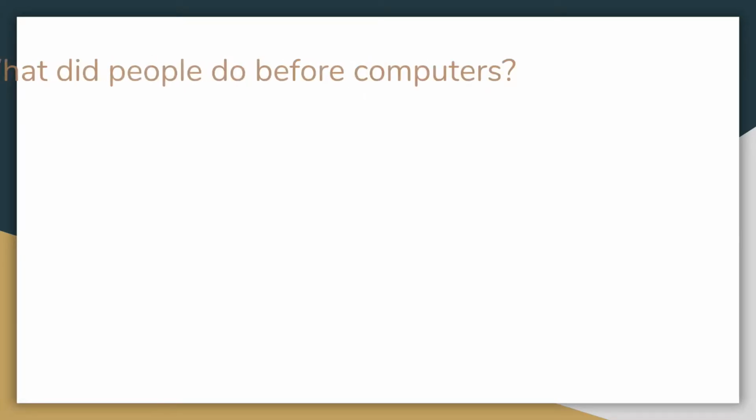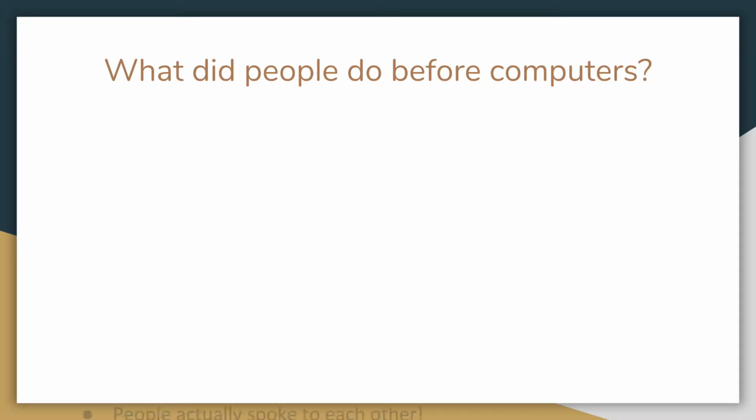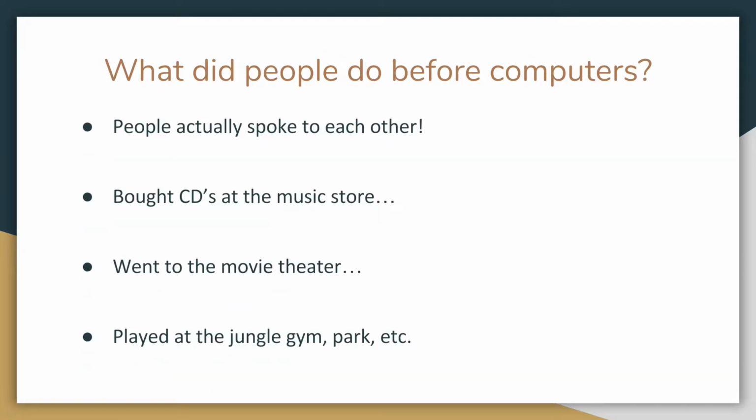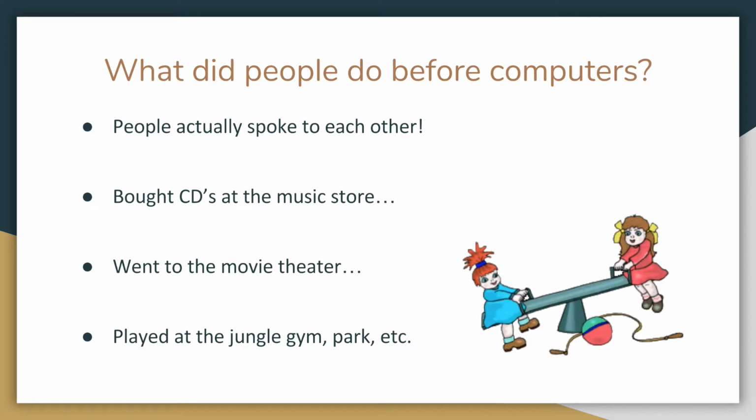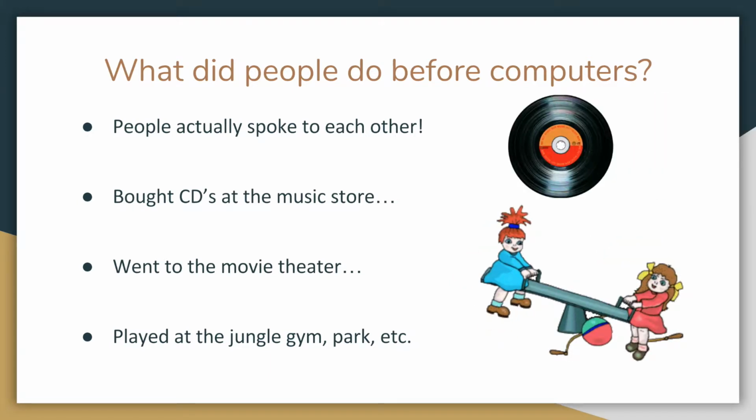So, what did people do before computers actually existed? Well, for one thing, communication was primarily spoken. Rather than the numerous methods of chatting, texting, or FaceTime available to us now, people actually spoke to each other. And rather than using Spotify or iTunes, people used CDs and records.